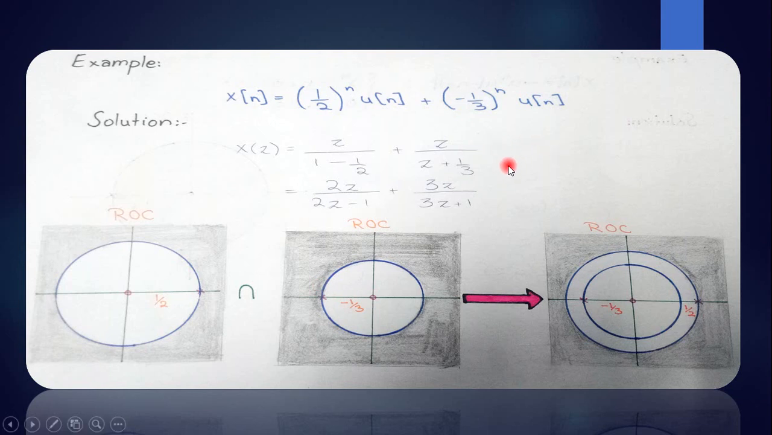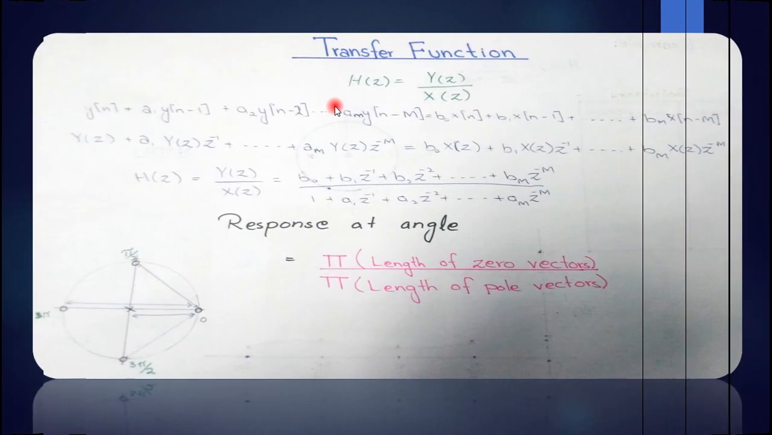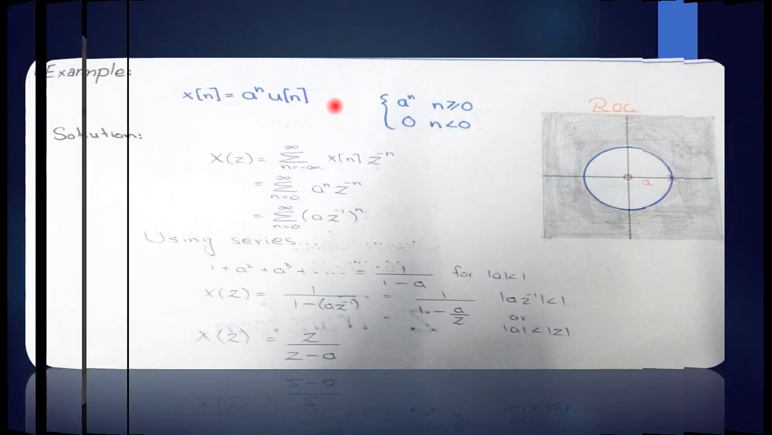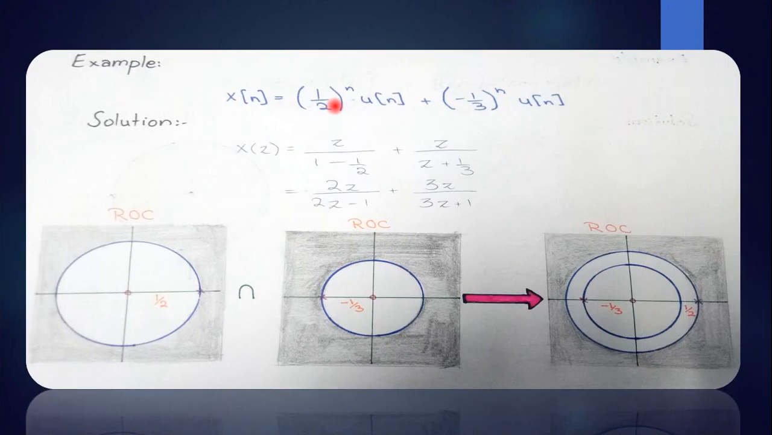We have seen that whenever the signal is in this form, as was in the first case, the mod of A should be less than the mod of Z. So the outer part of the circle will be the region of convergence. If we want to find the region of convergence of the whole composite signal, we will take the intersection of both regions of convergence that we find individually.